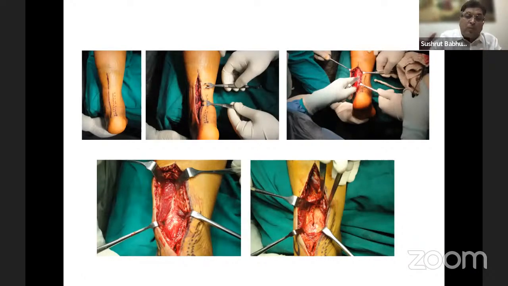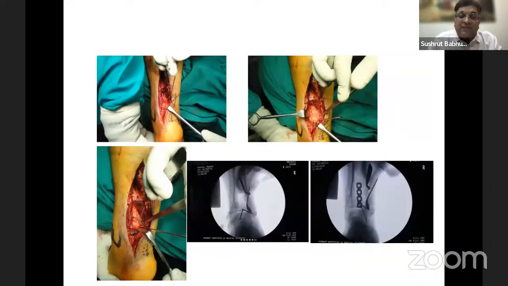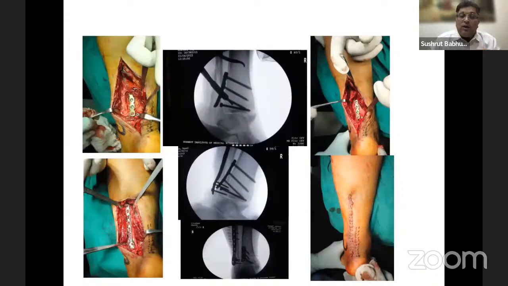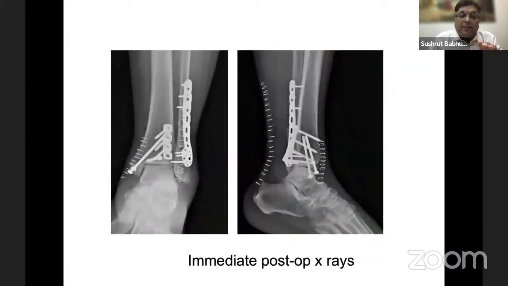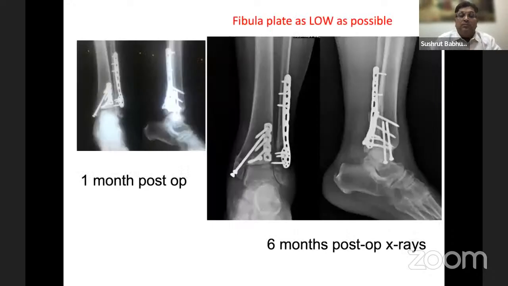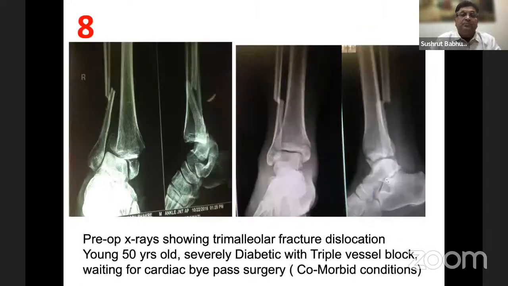Posterolateral, as we have discussed, is the workhorse. Reduce the fibula, and it will automatically push the posterior malleolus into position. Temporary fixation of the fibula, definitive fixation of the posterior malleolus. Go back to the posterior malleolus again, the fibula again, and fix the fibula as is here. Assess the length of the fibula, assess the distal tip of the fibula, and push this anatomical plate as low as possible. So the fibular plate has to be as low as possible. Articular surface has to be reconstructed well.